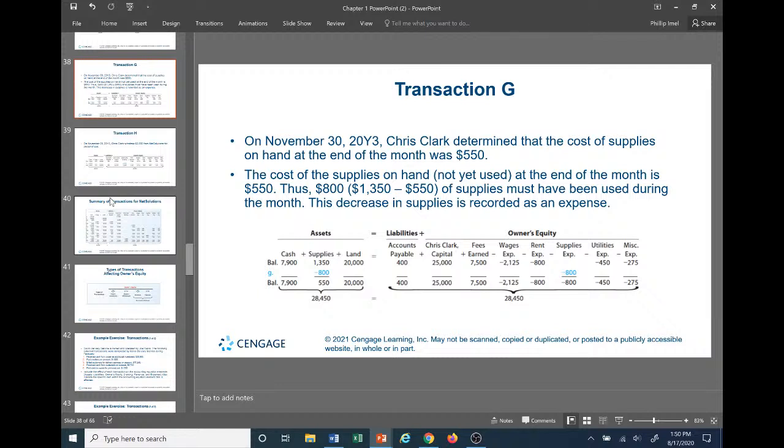So thus $800, $1,350, the beginning amount of supplies that we can see here, minus $550, so $800, the difference, okay, of what the ending balance of $550 from the beginning balance, so the difference between the two is $800. So thus $800 of supplies must have been used during the month. So this decrease in supplies is recorded as an expense.